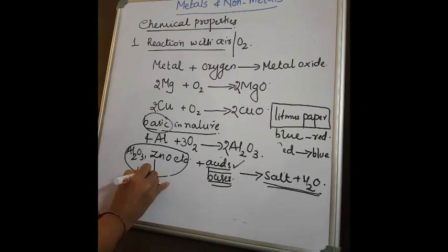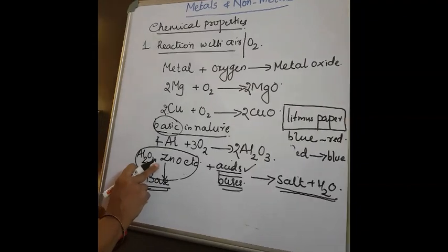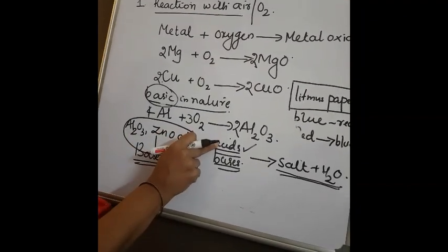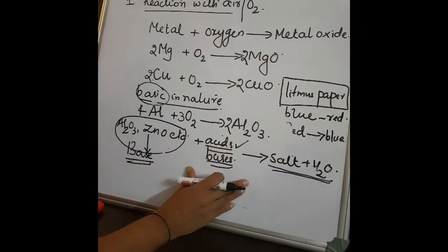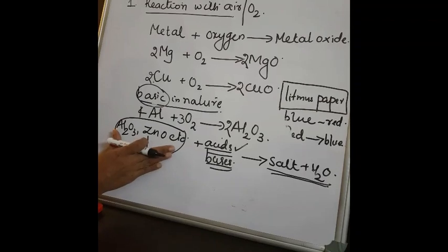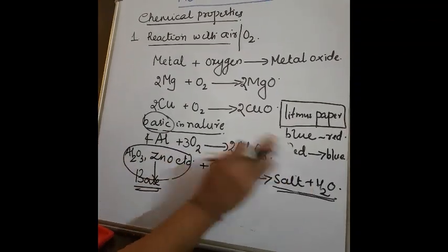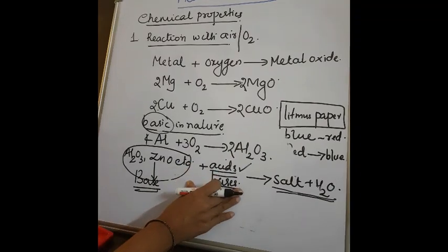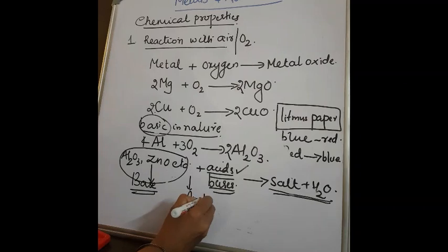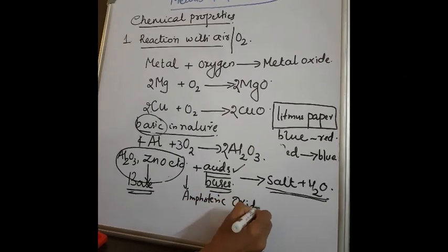Metallic oxides are basic in character. Do you understand? Metallic oxides are basic in character. That is why a base reacts with an acid to give salt and water. But in some cases, an oxide can react with both acids as well as bases to form the salt and water, and such oxides are called amphoteric oxides. What is it? It is called amphoteric oxides.